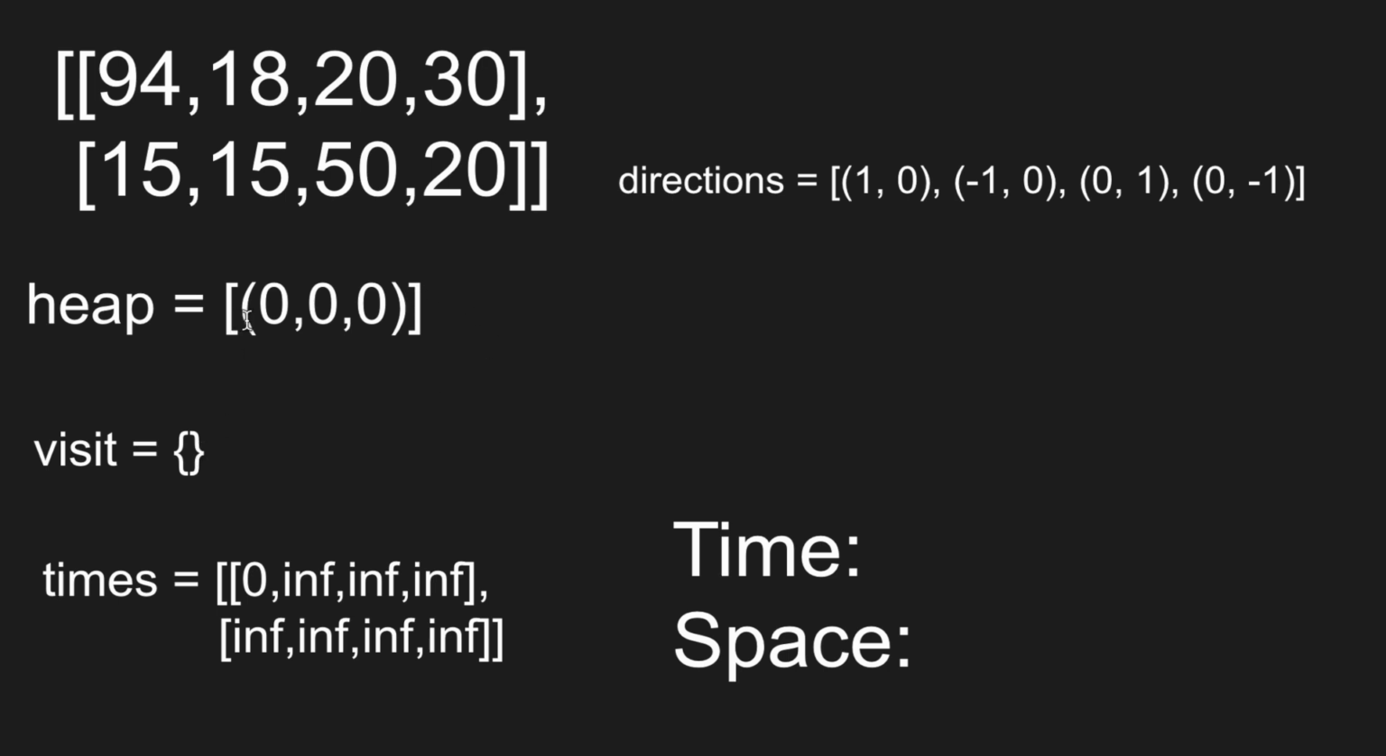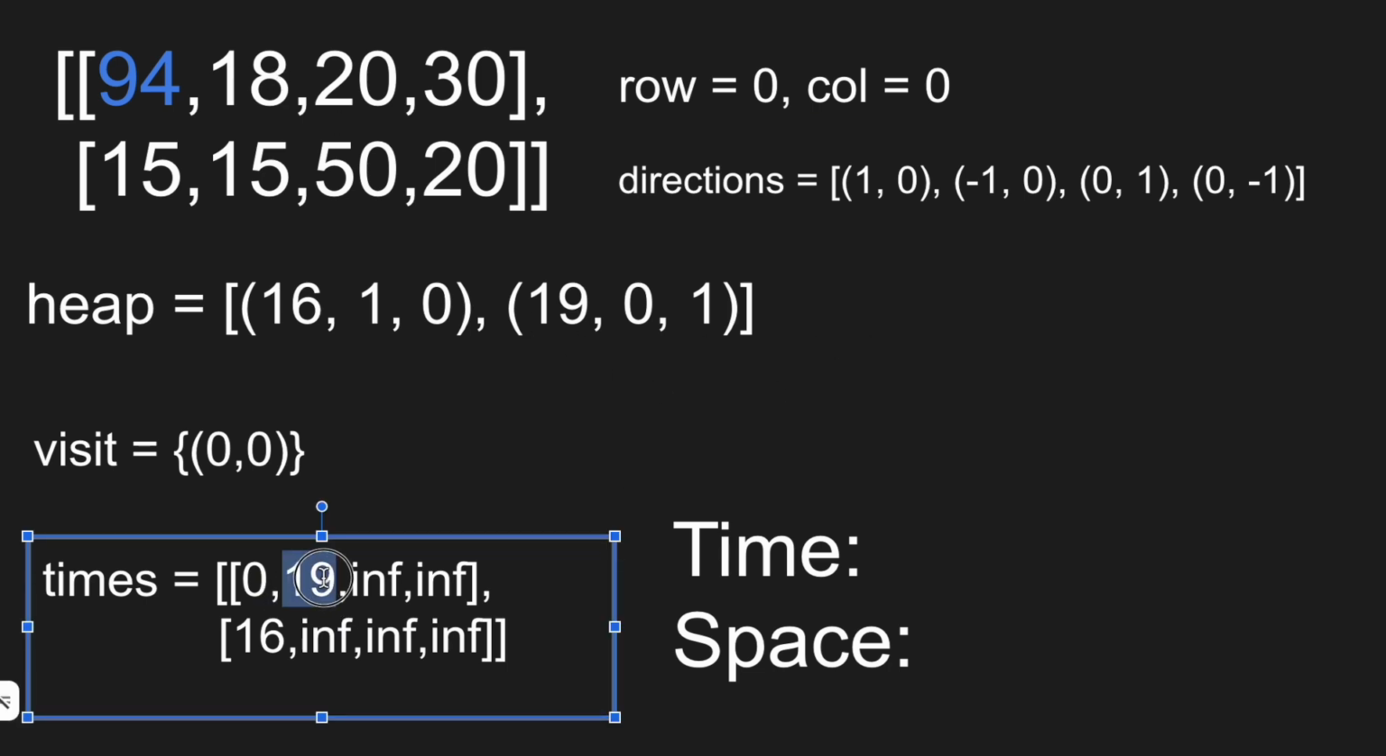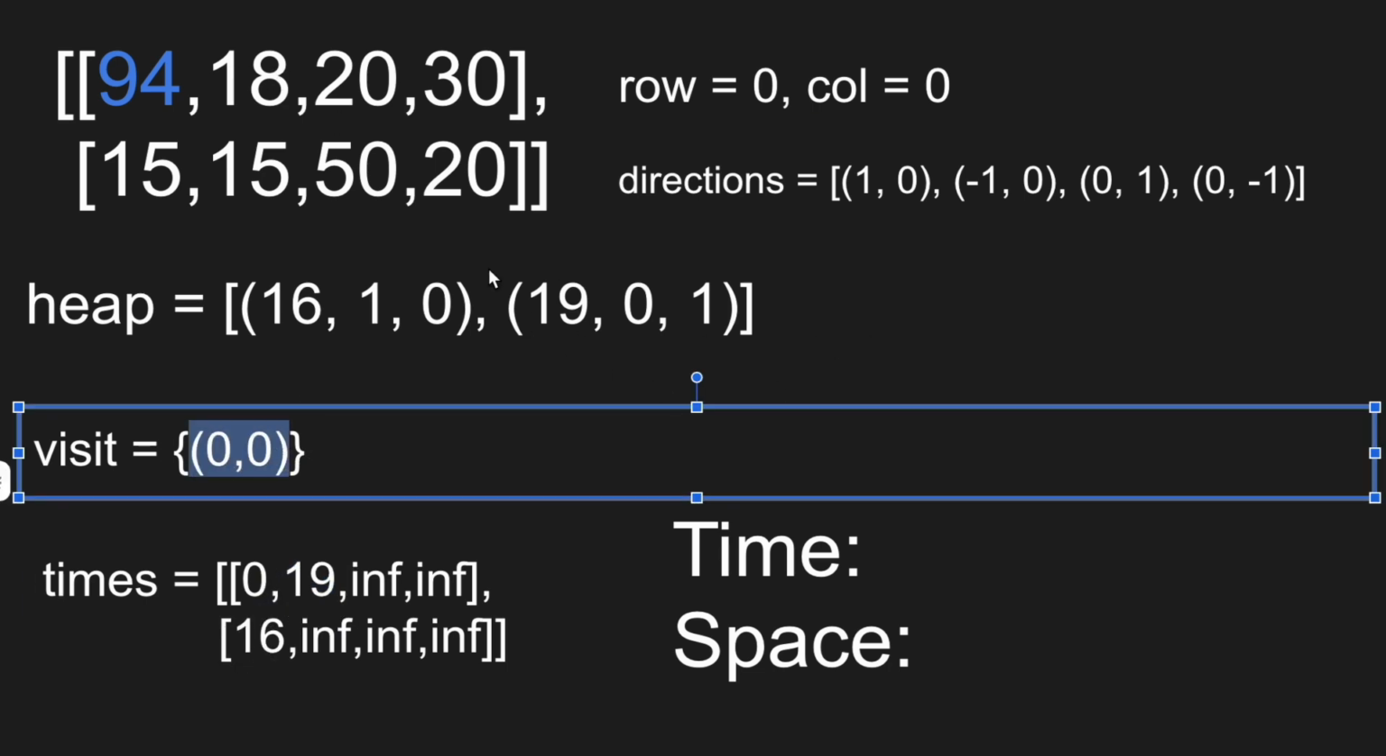So first we're going to pop this since it's the only element. What we pop is our row 0, column 0, which is right here. And then we will look in the 4 directions, and we see that it takes 16 seconds to get here. So we add that here, 19 seconds to come here. So we add it here, and then we will update the times here. And then make sure we add 0, 0 to visit so we don't come here again.